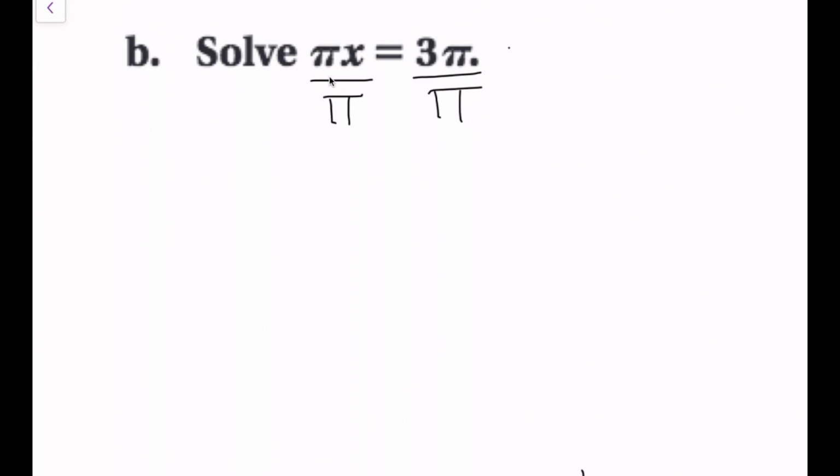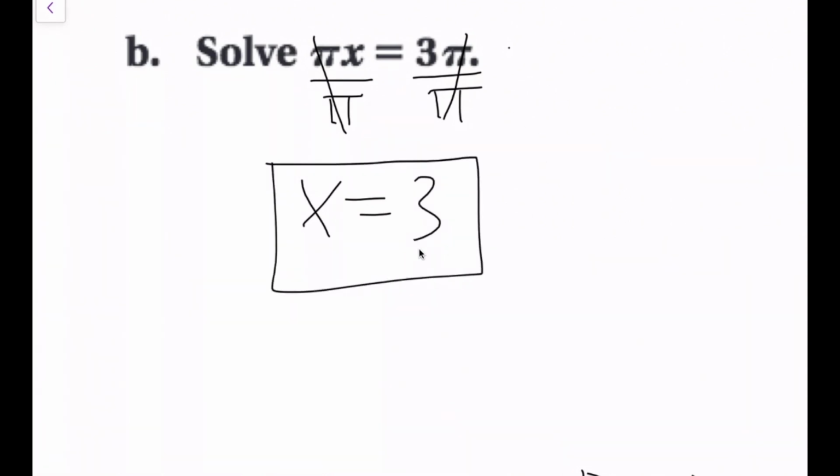So let's look at what's happening here. I have a pi on the top and a pi on the bottom. Well, anytime I have a number on the top and the bottom of a fraction, they cancel. So I'm going to cancel that out. And if you look over here, the same thing's happening. I have pi over pi, and that's going to cancel as well. So now all I'm left with is x equals 3. And that is my final answer.